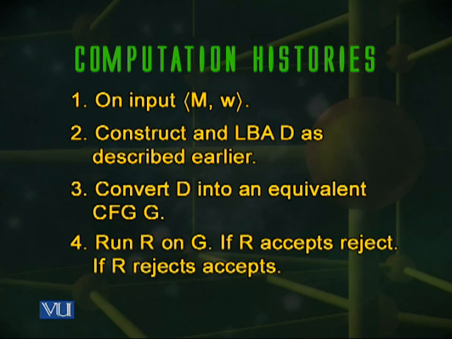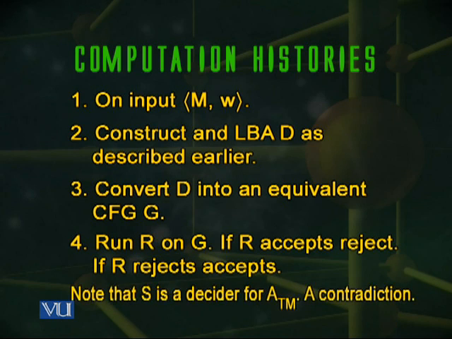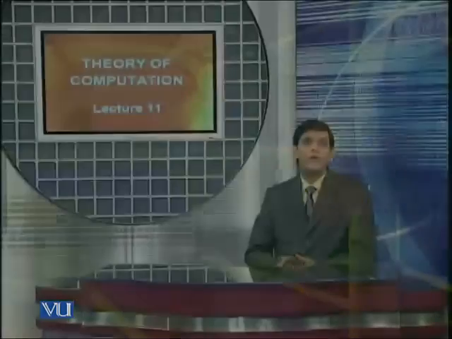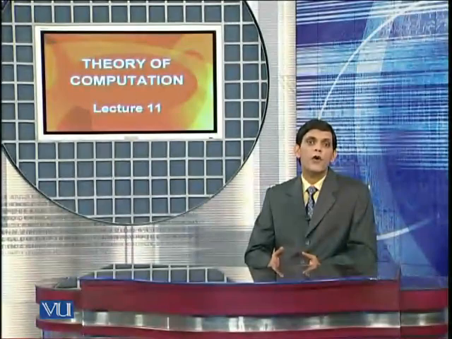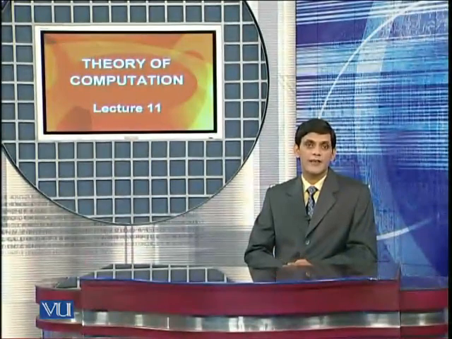If R accepts G, then the language of G is sigma star, which means M does not accept W, and therefore we will reject. If R rejects, then the language of G is not equal to sigma star, which means M accepts W, and therefore we will accept. So this Turing machine S is going to be a decider for ATM. We know that ATM is undecidable, and therefore we can conclude that ALL CFG is also undecidable.